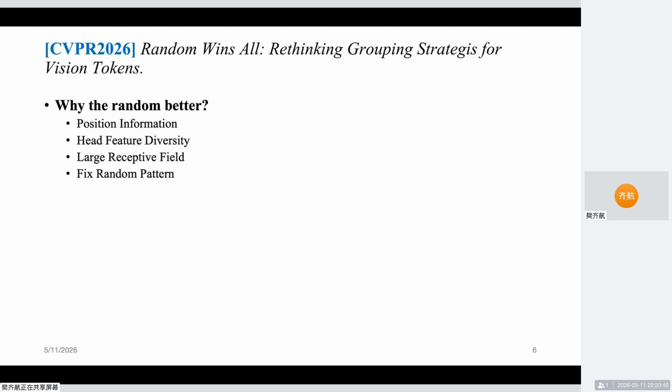So, why does random grouping work better? We analyze it from four perspectives: position information, head feature diversity, large receptive field, and the fixed random pattern. These factors together help explain why a simple random design can outperform more complicated alternatives.